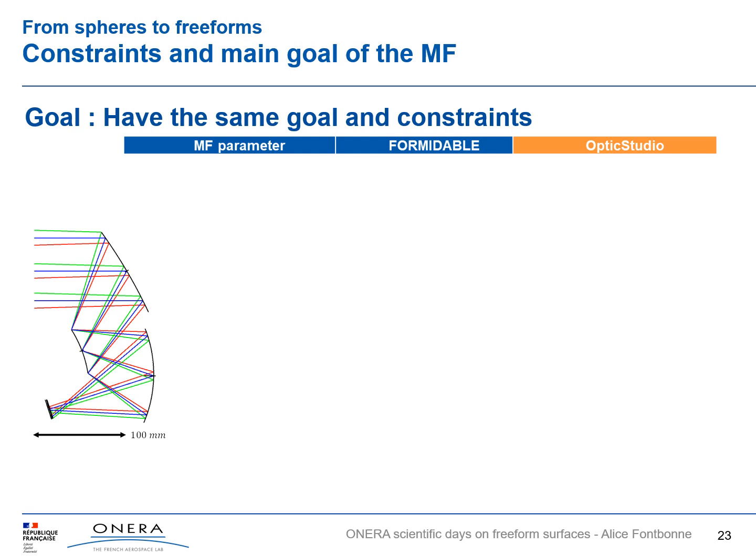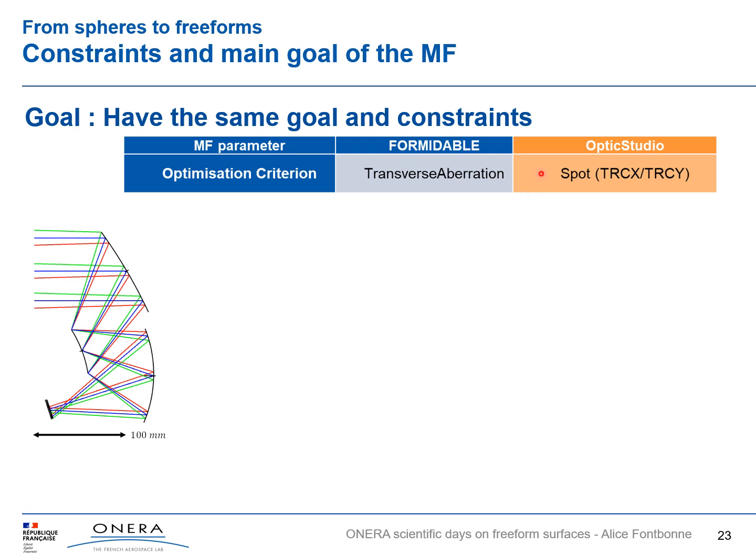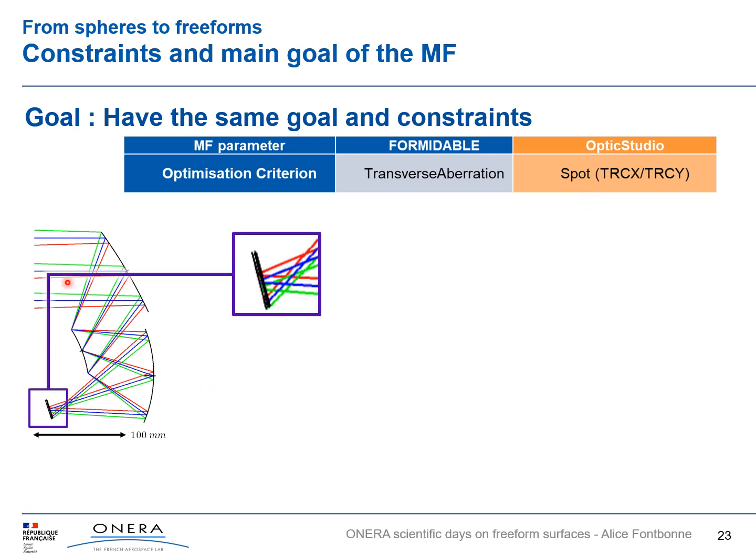And next, the goal is to have the same goals in general and constraints. So the optimization criterion, which is a goal, is the transverse aberration, which is named transverse aberration in Formidable, and the spot with TRCX and TRCY in Optic Studio. So here, for this optimization starting point, we have rays like that, and the goal is to have an optical system at the diffraction limit or kind of. That means rays that cross correctly on the center.